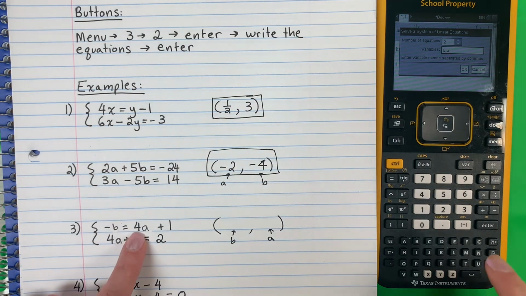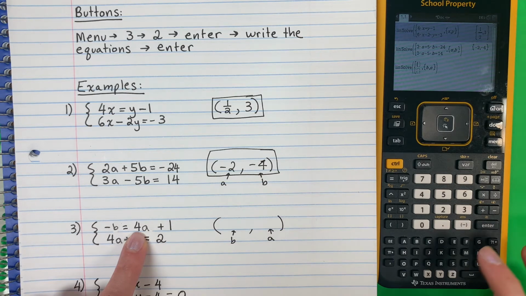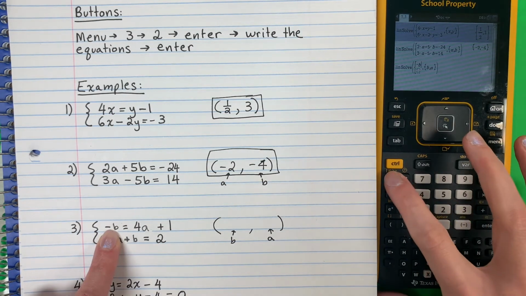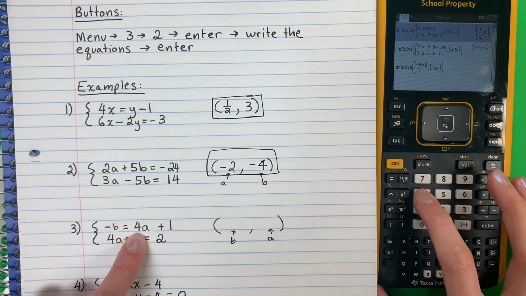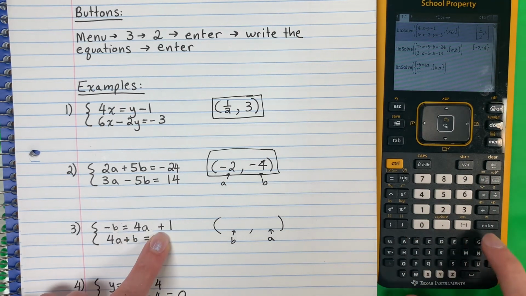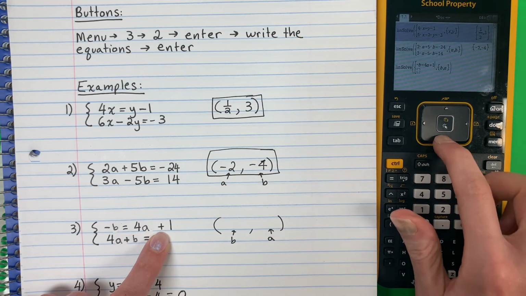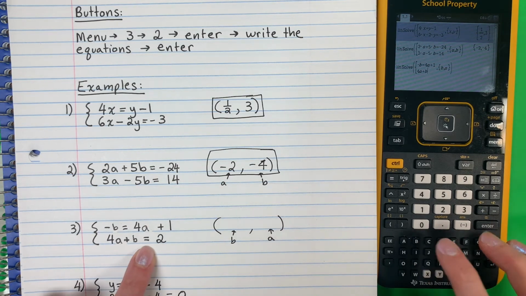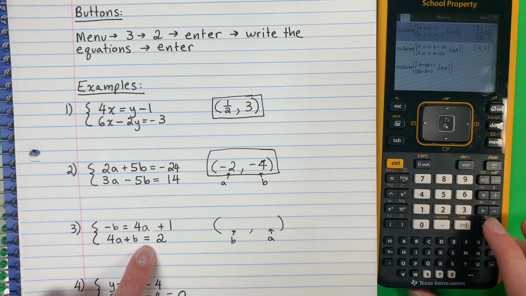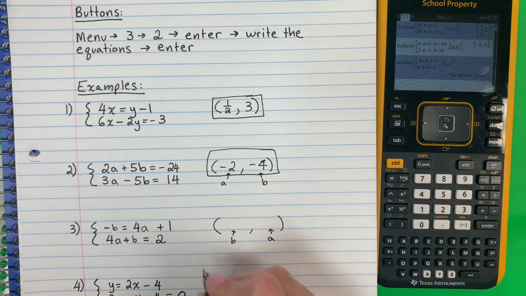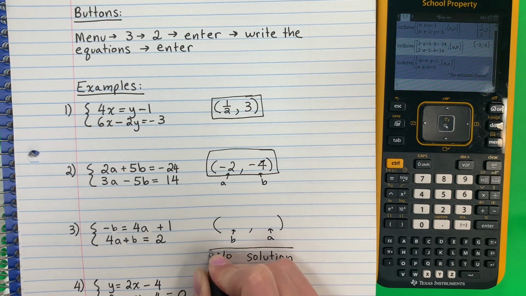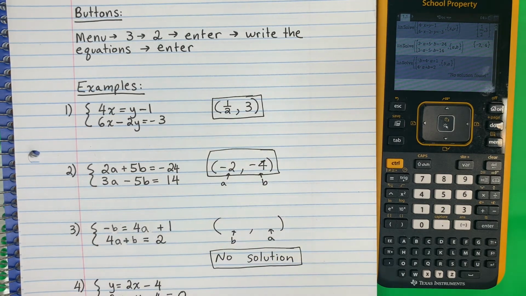Okay, all right, enter. So I'm gonna put 4, oh, sorry, let me delete. So negative B equals 4A plus 1, go down, 4A plus B equals 2. Enter. No solution. So this one's no solution. Nothing will work. Nada va a funcionar.